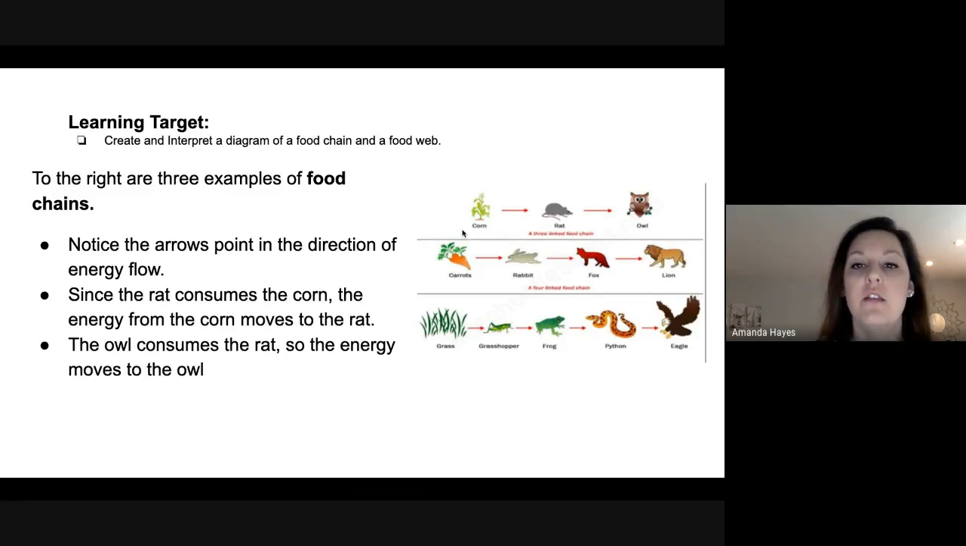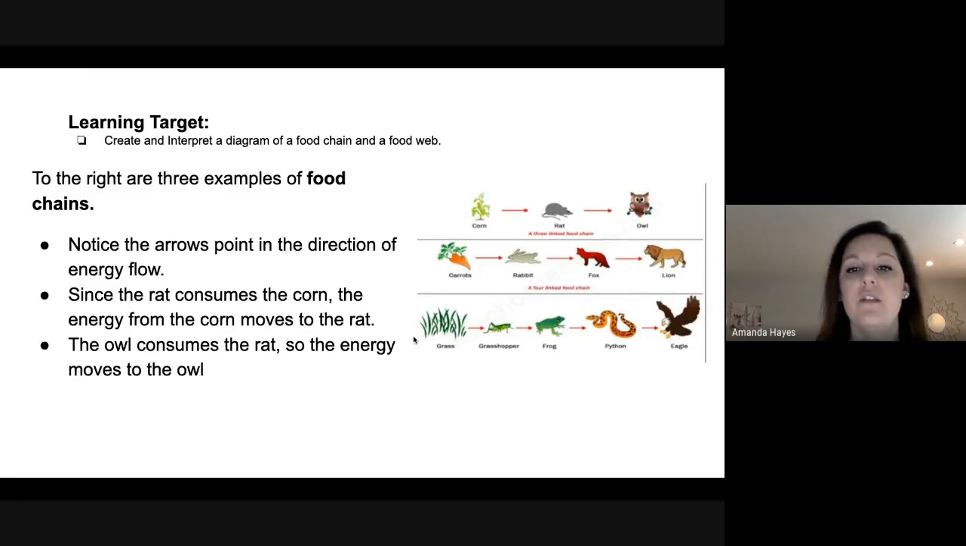So if we look at this first one, the energy is originating from corn. The corn is eaten by the rat, and the rat is eaten by the owl. The energy in the corn is passed on to the rat, so the arrow is pointing towards the rat. This is showing you the direction of the energy flow. When the rat is eaten by the owl, the owl obtains the energy from the rat. So the rat is passing that energy on to the owl, and we see that arrow pointing to the right again to show that energy transfer.